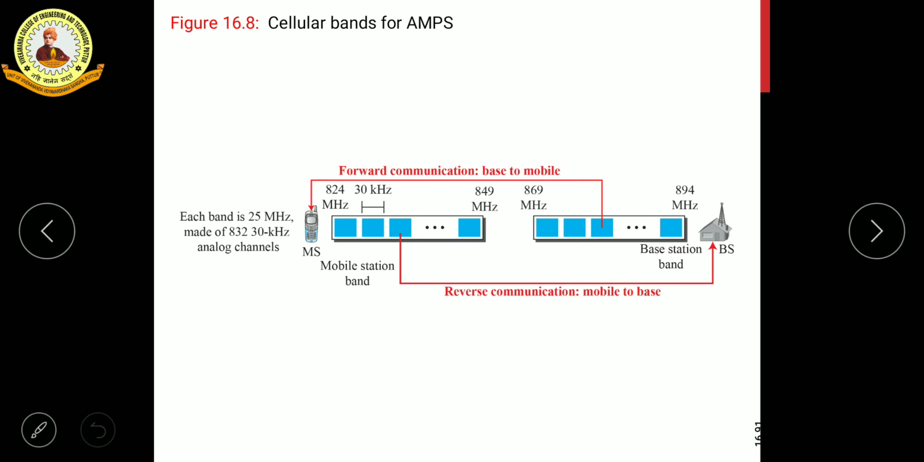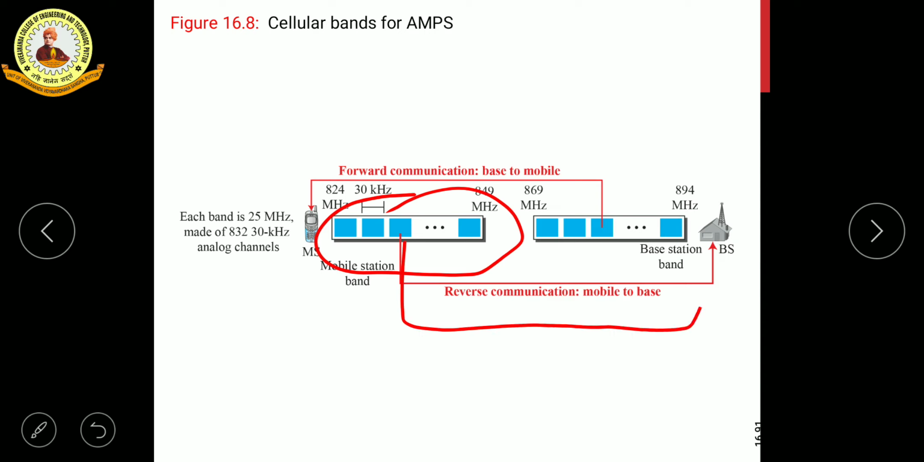So this is the pictorial representation of AMPS cellular bands. Here this is 824 megahertz to 849 megahertz. Is it reverse communication? Yes, it is reverse communication. Reverse communication means mobile to base station. Then 869 megahertz to 894 megahertz.